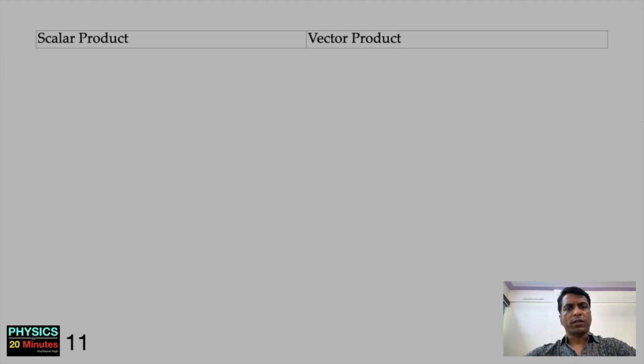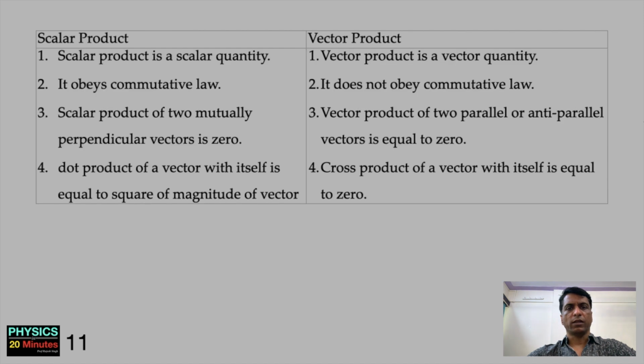So what are the differences between scalar and vector products? Here are the differences. Scalar product, the answer is a scalar quantity. Vector product, answer is a vector quantity. Scalar product obeys commutative law. Vector product does not obey commutative law. Scalar product of two mutually perpendicular vectors is 0. The vector product of two parallel or anti-parallel vectors is equal to 0. Scalar product of a vector with itself is equal to the square of the magnitude of the vector. The cross product of a vector with itself is equal to 0.